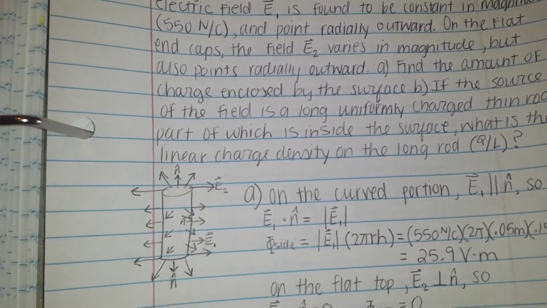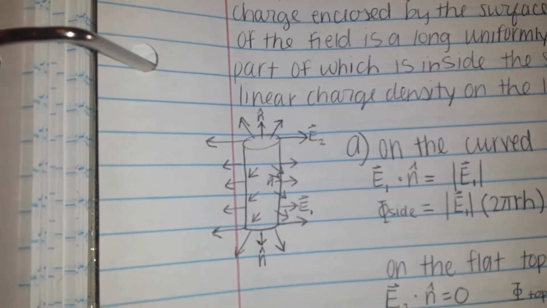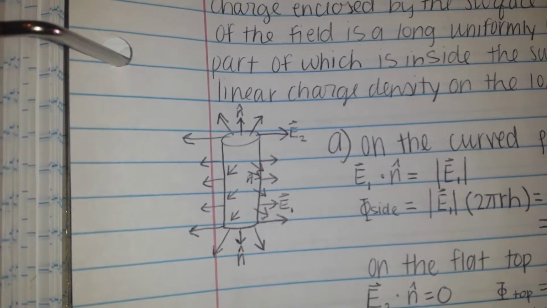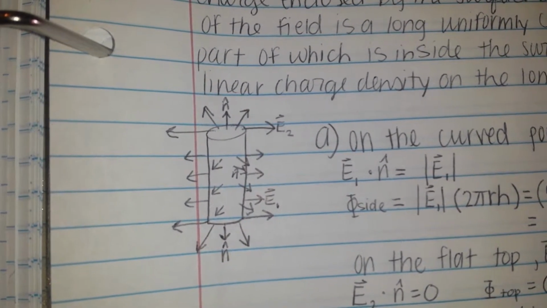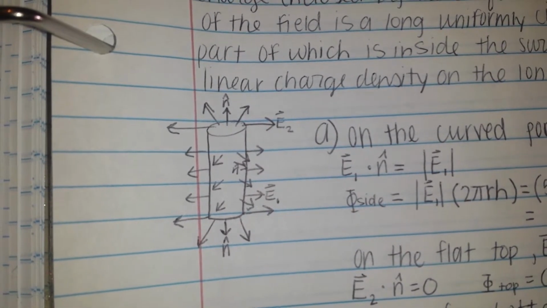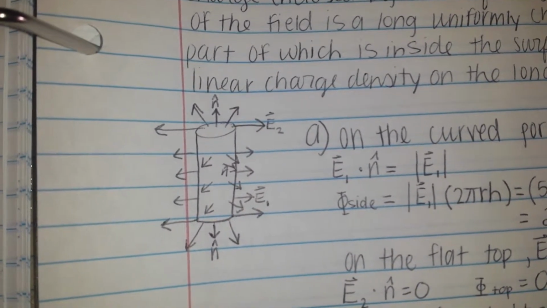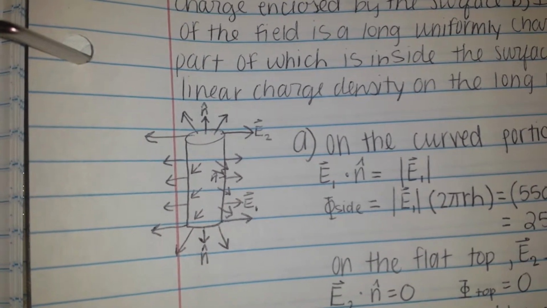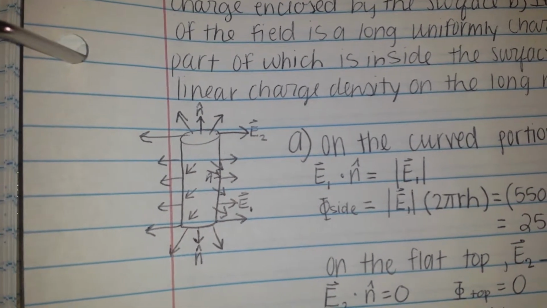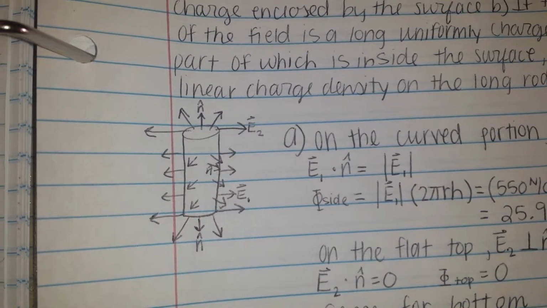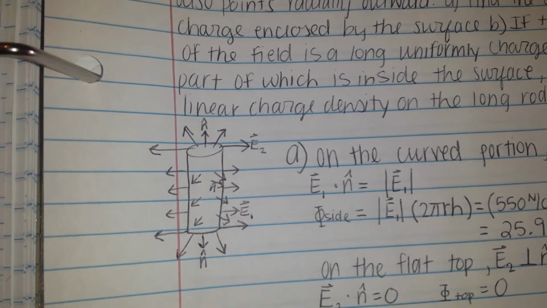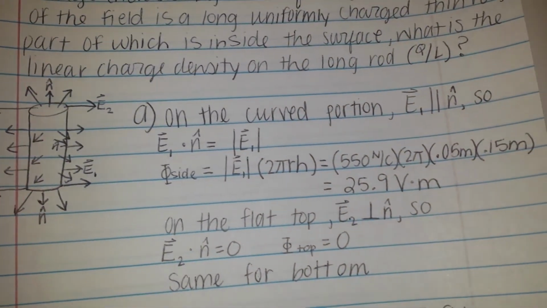So this is a picture of what the cylinder looks like. You can see E2 coming radially outward at the top, and that's also at the bottom. And then on the curved part, E1 coming radially outward. And you can see n hat is parallel to E1 and n hat is perpendicular to E2.